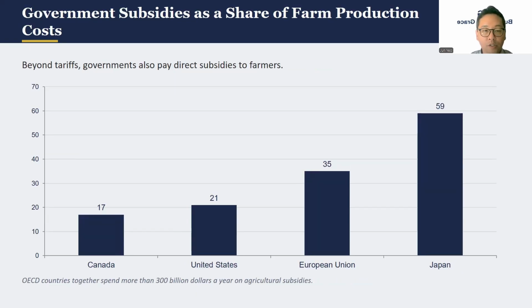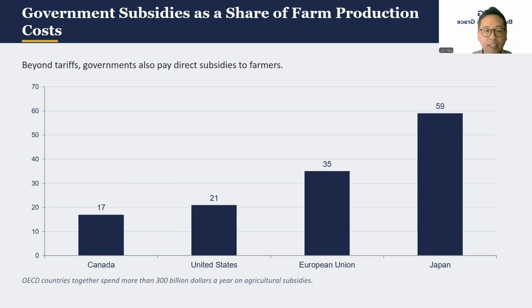Tariffs are only part of the story. Governments also give direct subsidies to farmers. This chart gives estimates from the Organisation for Economic Co-operation and Development, or OECD. In Canada, subsidies cover about 70% of farm production costs. In the United States, the number is 21%. In the European Union, it climbs to 35%. In Japan, subsidies cover almost 59% of production costs. That is more than half across all OECD countries.